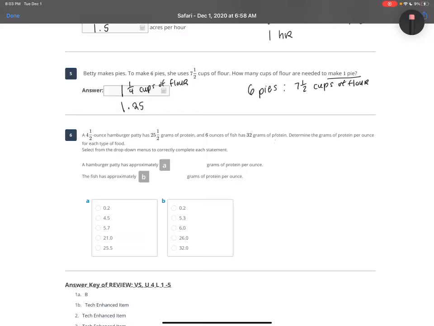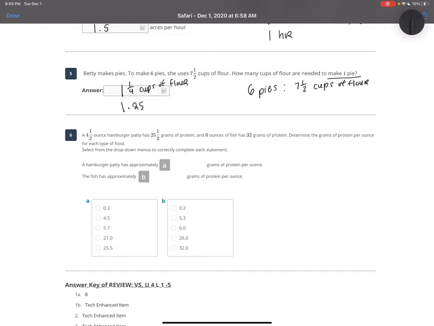Okay, guys, let's look at our last and final question. A 4.5 ounce hamburger patty has 25.5 grams of protein, and 6 ounces of fish has 32 grams of protein. Determine the grams of protein per ounce for each type of food. And it says select from the drop-down menu to complete each statement.